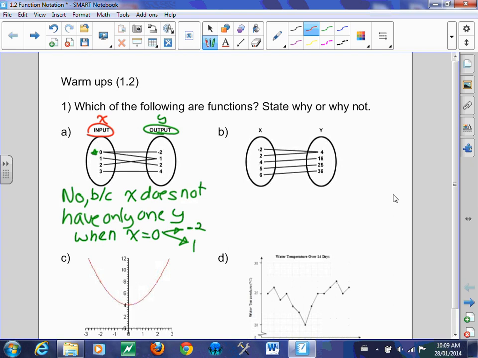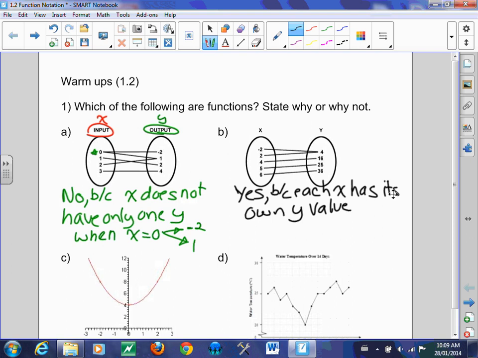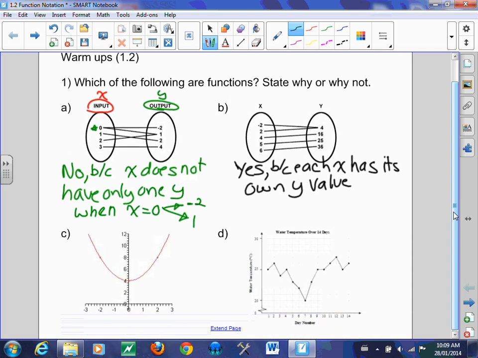All right, taking a look at example B. We've got our x and our y, and is this a function, ladies and gentlemen? Yes, it is, because each x has its own y value. All right, good. Let's take a look, ladies and gentlemen, at our graphs.